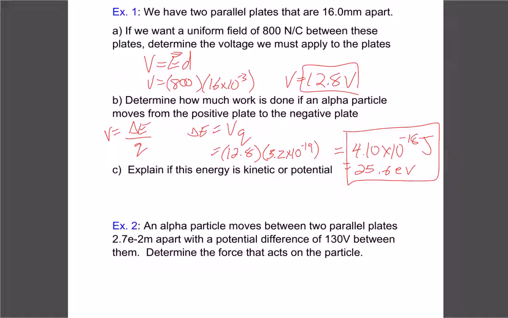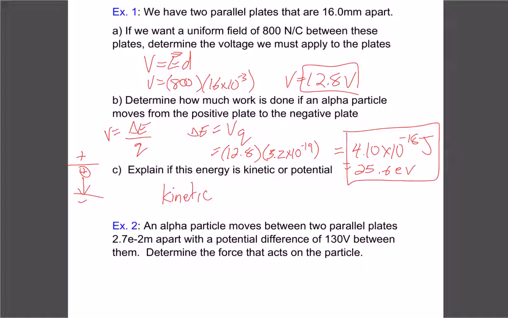Okay, and the last part of this question is, is that energy gained, that 4.1 times 10 to the negative 18, kinetic or potential energy? We just have to think about it. We have an alpha particle, and it's moving from the positive plate to the negative plate, and the alpha particle is positively charged, so that's going to be the natural movement, so it should be kinetic, right? We're decreasing potential and increasing kinetic, so it would be kinetic energy that's getting gained.